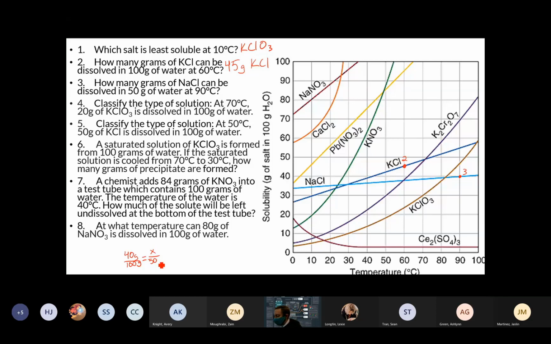Okay. Number 4, classify the type of solution. At 70 degrees, 20 grams of KClO3 is dissolved in 100 grams of water. So at 70 degrees, I'm going to find 70 degrees. And 20 grams is dissolved in 100 grams of water. So 20 grams of salt per 100 grams. That's going to be this point right here. I'll label it 4. Okay, so at this point, are we under, above, or on the line for KClO3? We're under it, so that means it is under saturated.